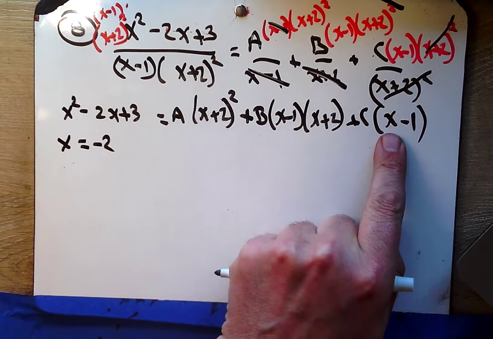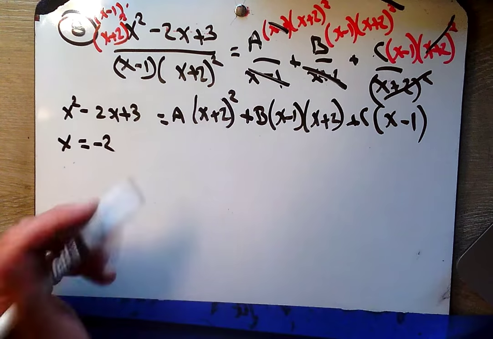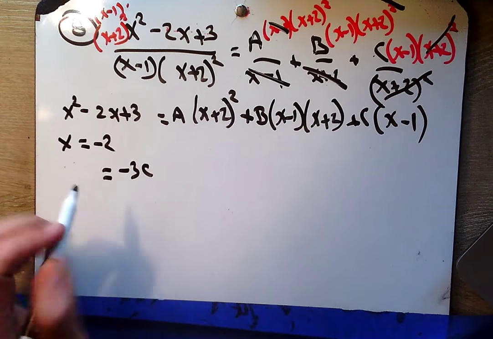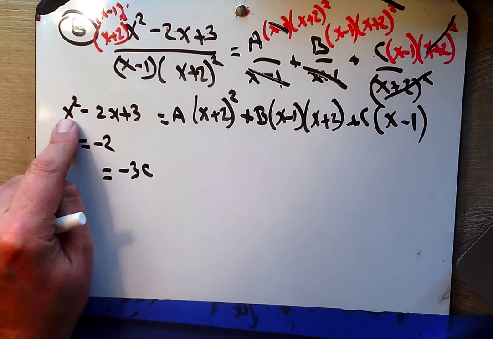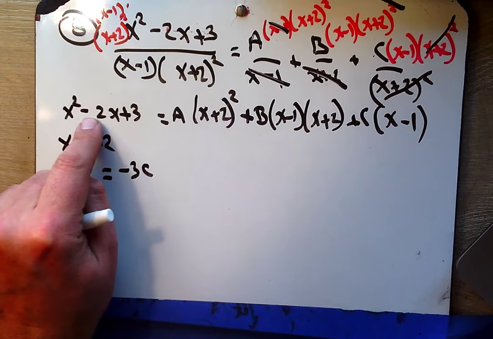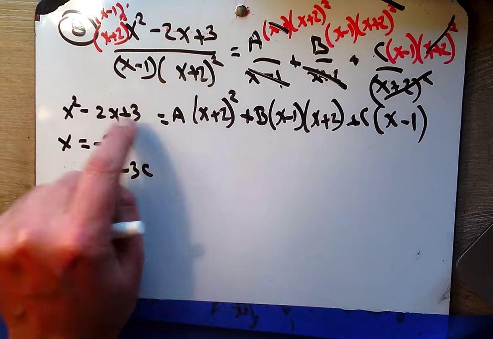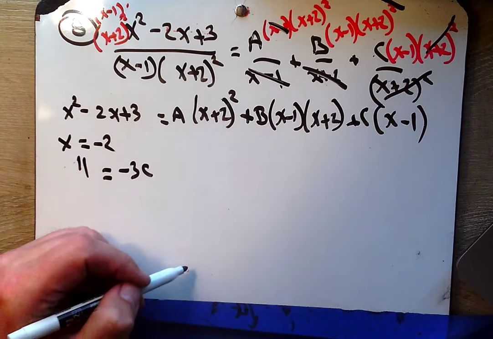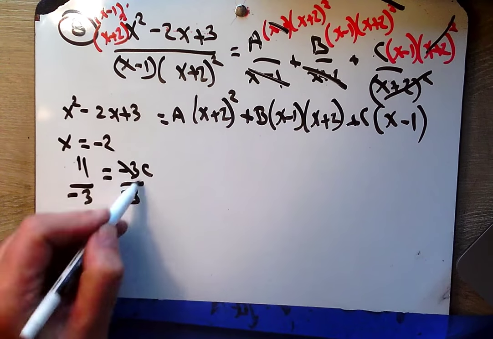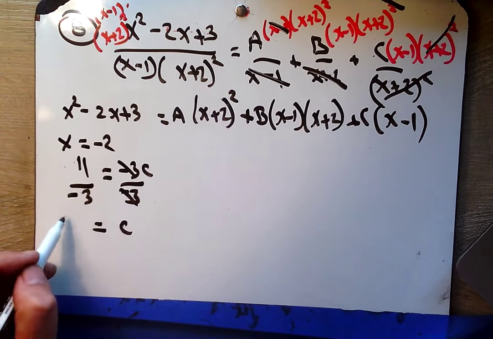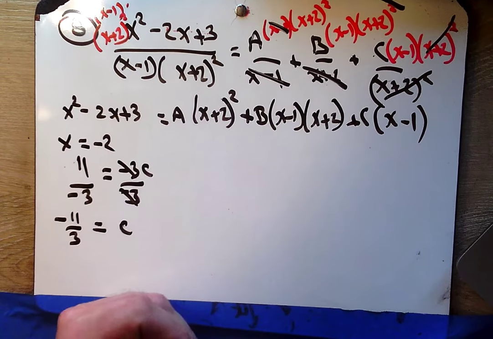So we just have to put our negative 2 in here and have negative 3c, and we have to plug our negative 2 in here. Negative 2 times negative 2 is 4. So 4 plus 3 is 8 plus 3, or 11. If I divide both sides by negative 3, I find out that c equals negative 11 thirds.